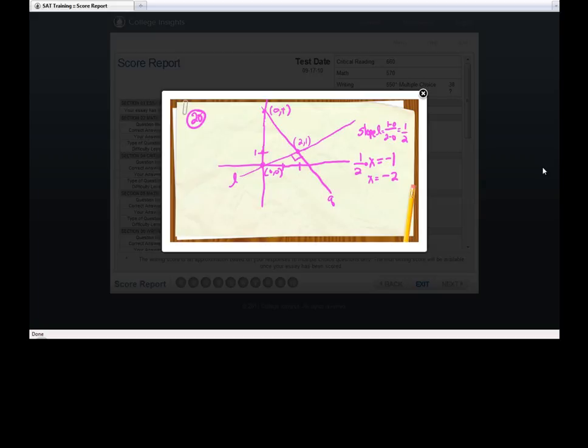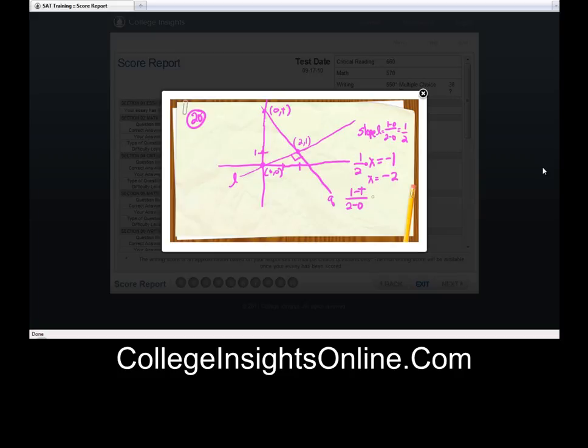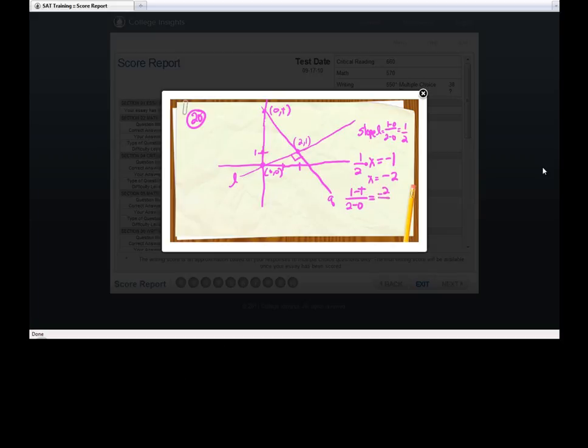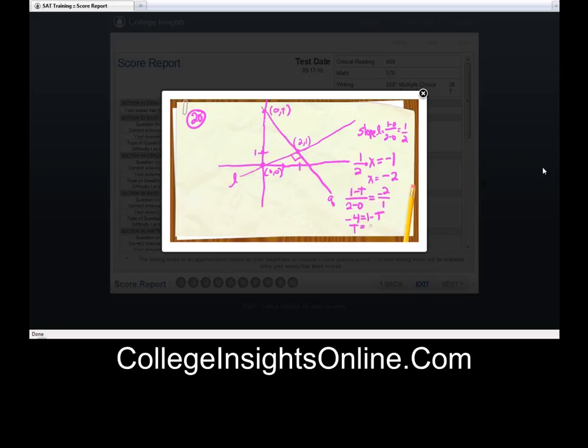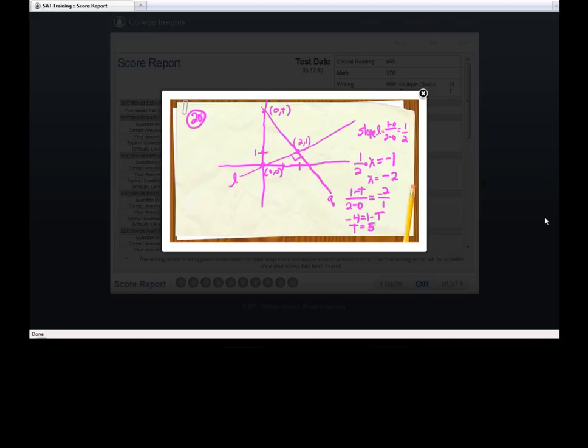So the equation I'm going to set up is my y, 1 minus T over 2 minus 0 equals -2, because that's the slope we're looking for. And now 2 minus 0 is just 2. So 2 times -2 is -4 equals 1 minus T. And if we just add 4 to both sides and add T to both sides, we end up with T equals 5. And that is answer choice E.